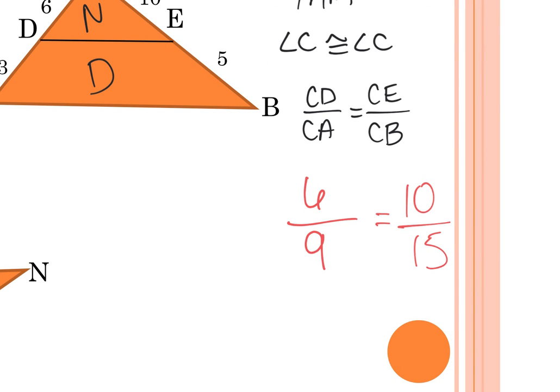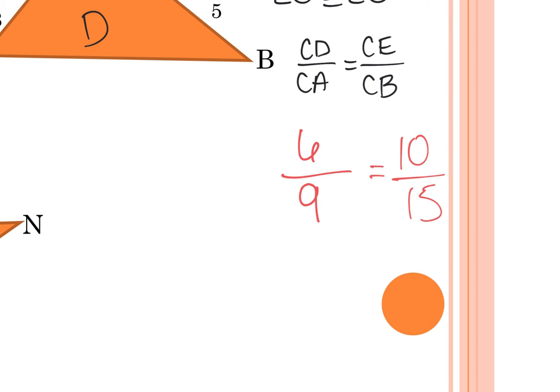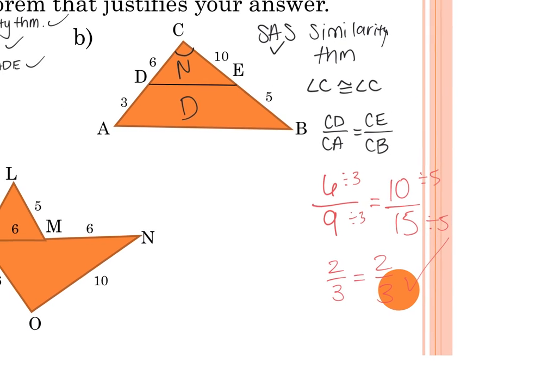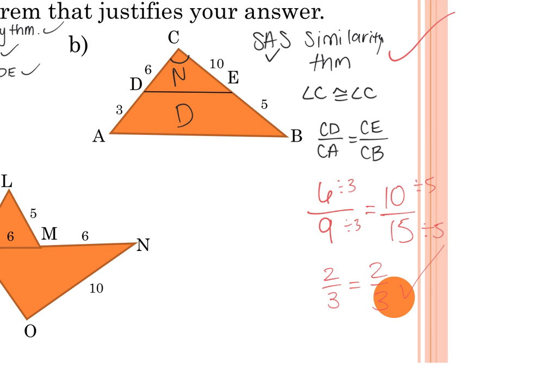What can 6 over 9 simplify to? 2 over 3. We divide both the top and the bottom by 3, right? What about 10 over 15? 2 over 3. Okay, you can divide both the top and the bottom by 5. Are these the same? Yeah. So we can apply side angle side similarity theorem. Do you guys see the difference? Do you see how that C angle being congruent to itself only made us prove that 2 sides were proportional? We didn't have to prove that 3 sides were proportional.